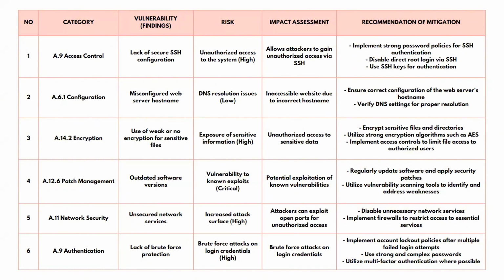So the second category is configuration. The vulnerability findings is misconfigured web server hostname. And for the risk, it is low because it has DNS resolution issues. So DNS is a domain name system. It is also known as the phone book of the internet. So for example, espn.com. So the function of DNS is where it translates the domain names to IP address so that the browsers can load internet resources.